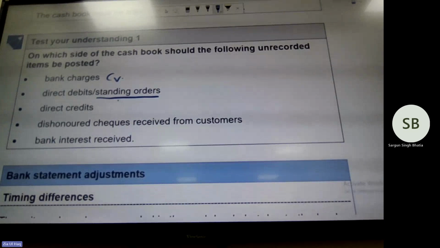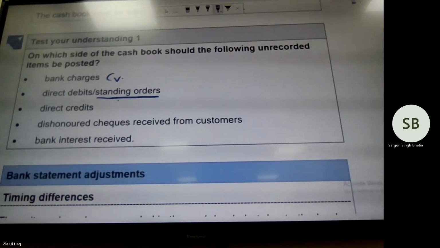This means the payment is going from our account. Means payment has been deducted from our account. Is that our benefit or loss?